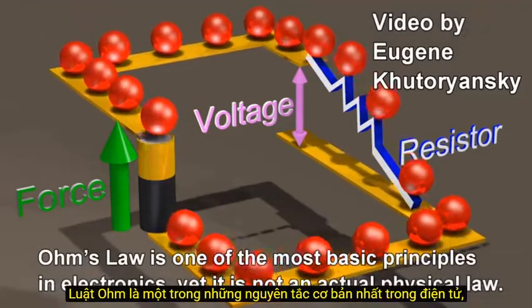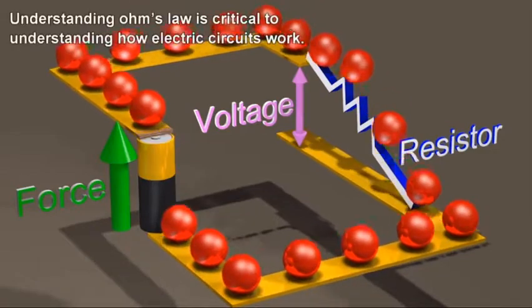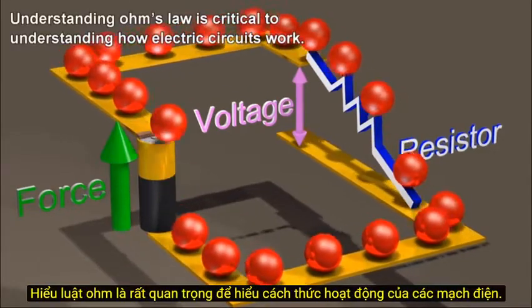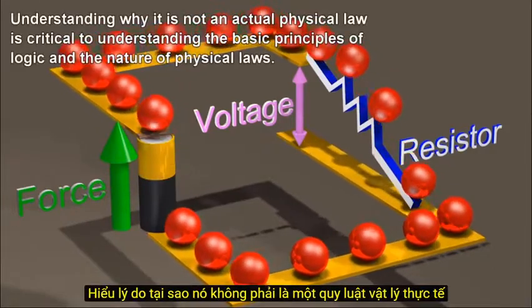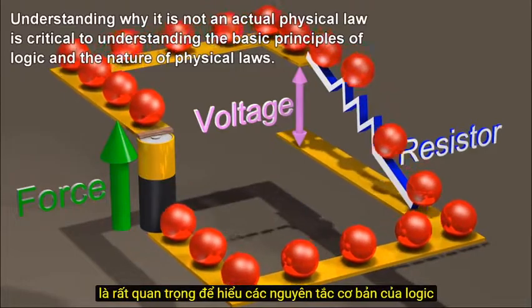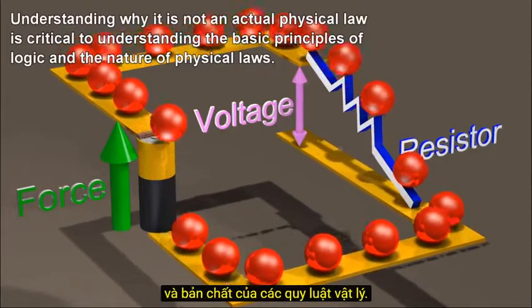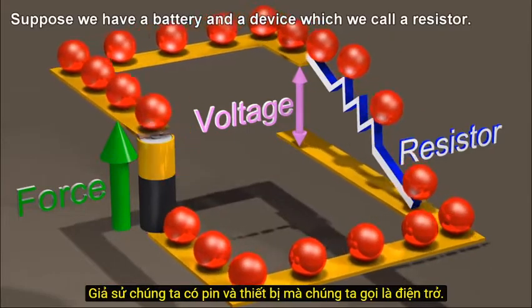Ohm's law is one of the basic principles in electronics, yet it is not an actual physical law. Understanding Ohm's law is critical to understanding how electric circuits work. Understanding why it is not an actual physical law is critical to understanding the basic principles of logic and the nature of physical laws.